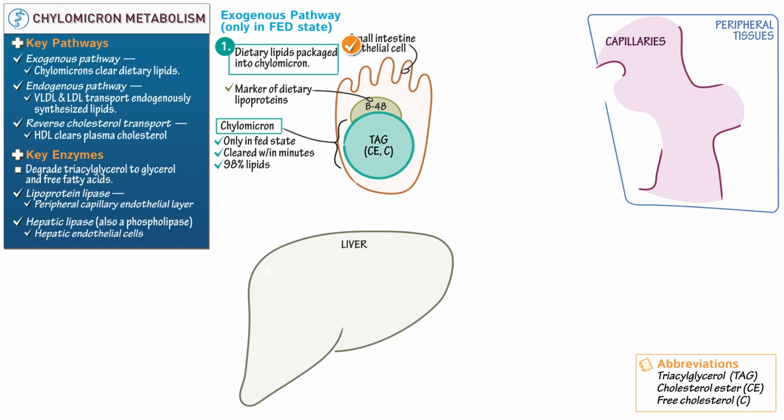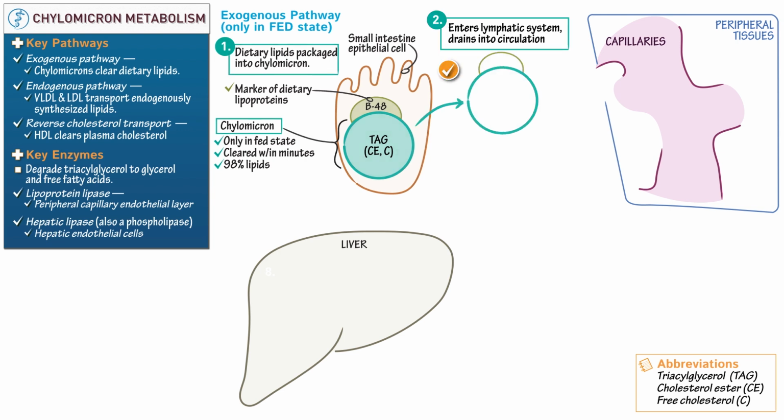Step 1. Dietary lipids are packaged into a chylomicron, which is synthesized in the endoplasmic reticulum. Step 2. Show that the chylomicron enters the lymphatic system, which empties into the circulation via the left subclavian vein. Thus, chylomicrons enter circulation here.